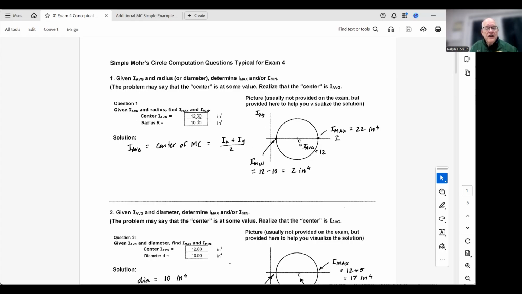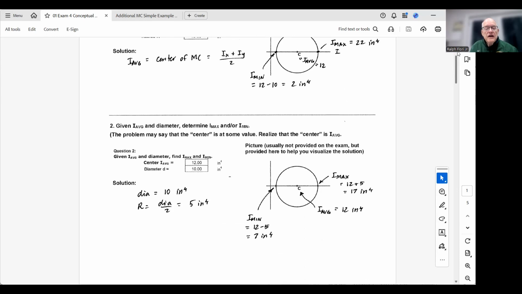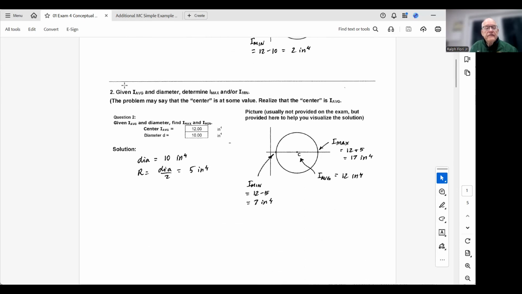And this is a relatively simple problem. So this is I average and radius. And so this is I average and diameter. And again, it might say the center is at some value, but again, that's I average, and it's the center of your Mohr circle. Gives you a diameter, divide by 2, and that gives you a radius, and then you can get Imax and Imin.